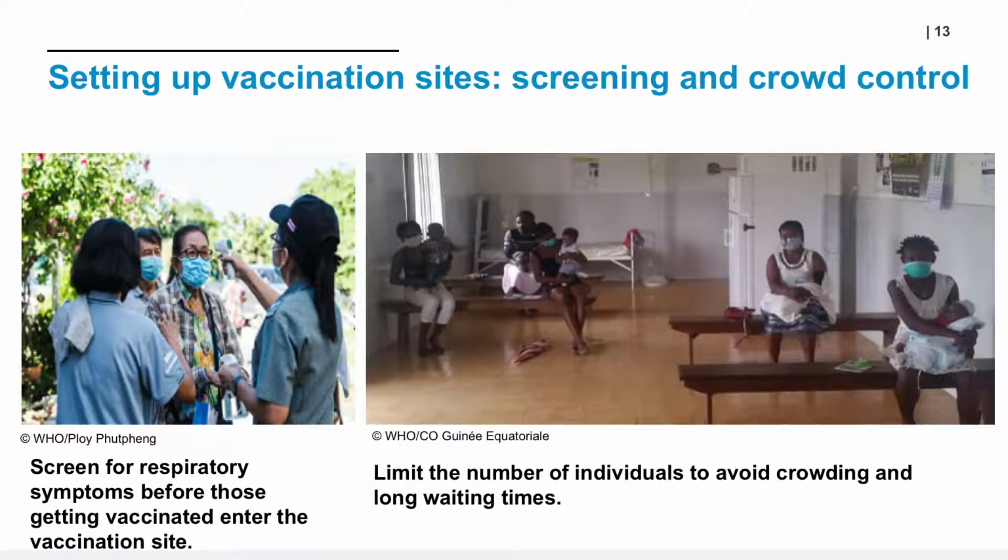It is important to screen for respiratory symptoms, including temperature monitoring for those getting vaccinated before they enter the vaccination area. Another point to consider is to limit the number of individuals entering the vaccination area to avoid crowding and long waiting times. If possible, vaccination and appointments should be set up so that there are a limited number of people in waiting rooms. Family members and visitors should be encouraged to wait outside to prevent overcrowding.